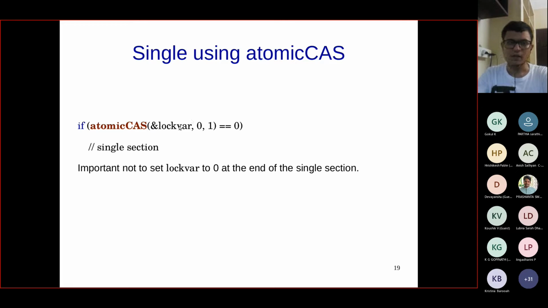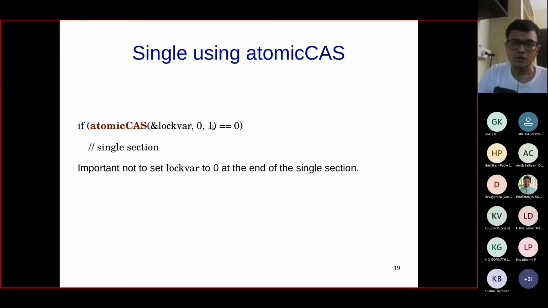So assuming that this lockvar is initially set to 0, and we pass the address of lockvar as the first argument, and the second and third arguments are again 0 and 1. Multiple threads are executing this instruction. The first thread which checks lockvar, compares it with 0, succeeds in this check and sets lockvar to 1, will get the return value as 0, right? And it will also succeed in the if condition, that is 0 equals 0.